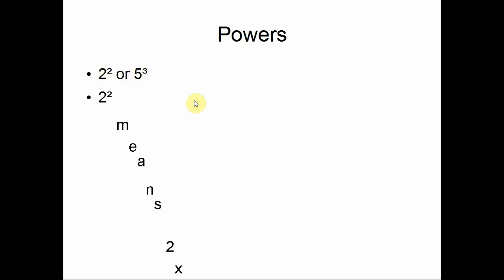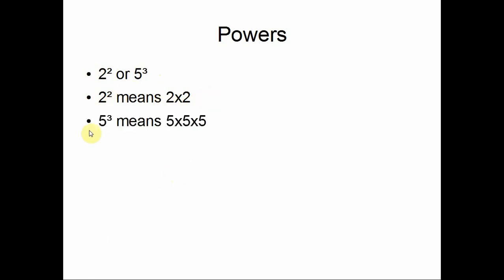So the meaning of this is, 2 raised to the power of 2 means you multiply 2 by itself twice. 2 into 2. 5 cubed means you multiply it thrice. 5 into 5 into 5.